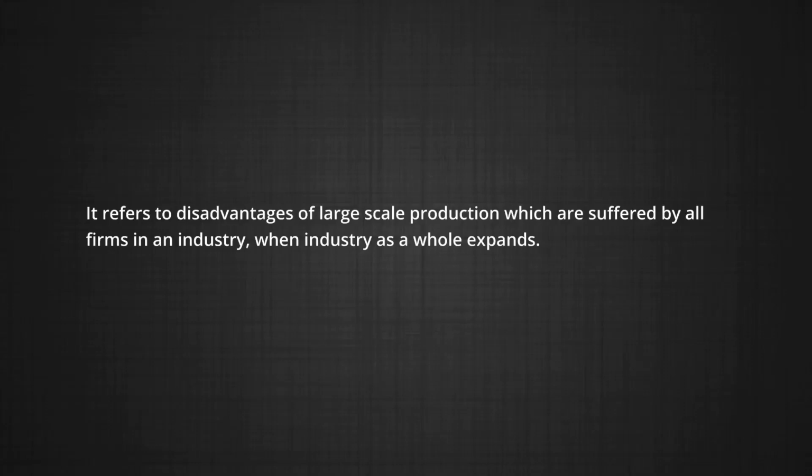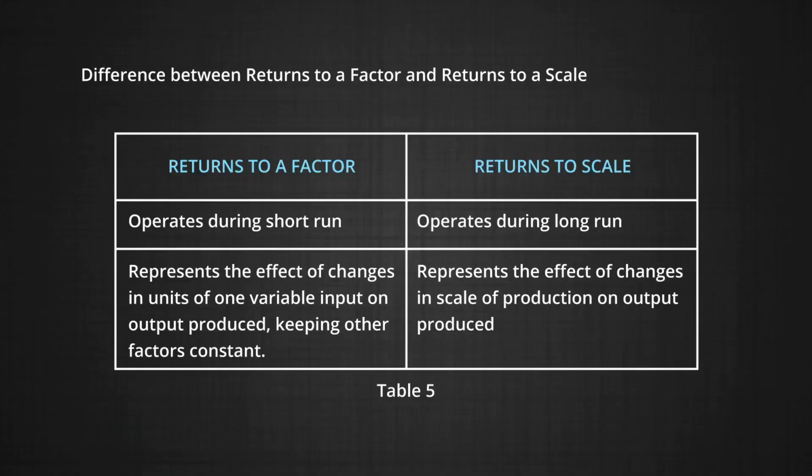External diseconomies arise when the disadvantage of large-scale production is suffered by all firms in an industry. And this usually happens when the whole industry expands. For example, there might be a shortage of a certain crucial factor, or there might be congestion causing transport delays and therefore higher costs. For all these reasons, costs in the industry would go up.